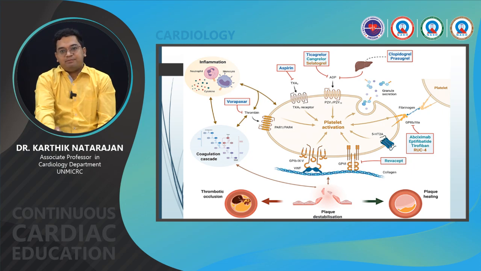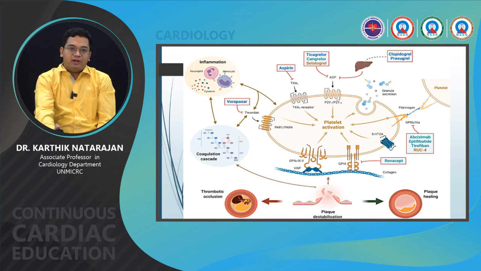Now, the platelets form the cornerstone of the thrombotic cascade. Whenever there is an injury to the vessel wall or a plaque destabilization, the platelets reach the site of injury, they get activated, they need to adhere to the vessel wall, and they need to aggregate to form a clot. Platelet activation is by means of various receptors on the cell surface, and most of the antiplatelets that we are using act on these receptors to cause inhibition of platelet activation.